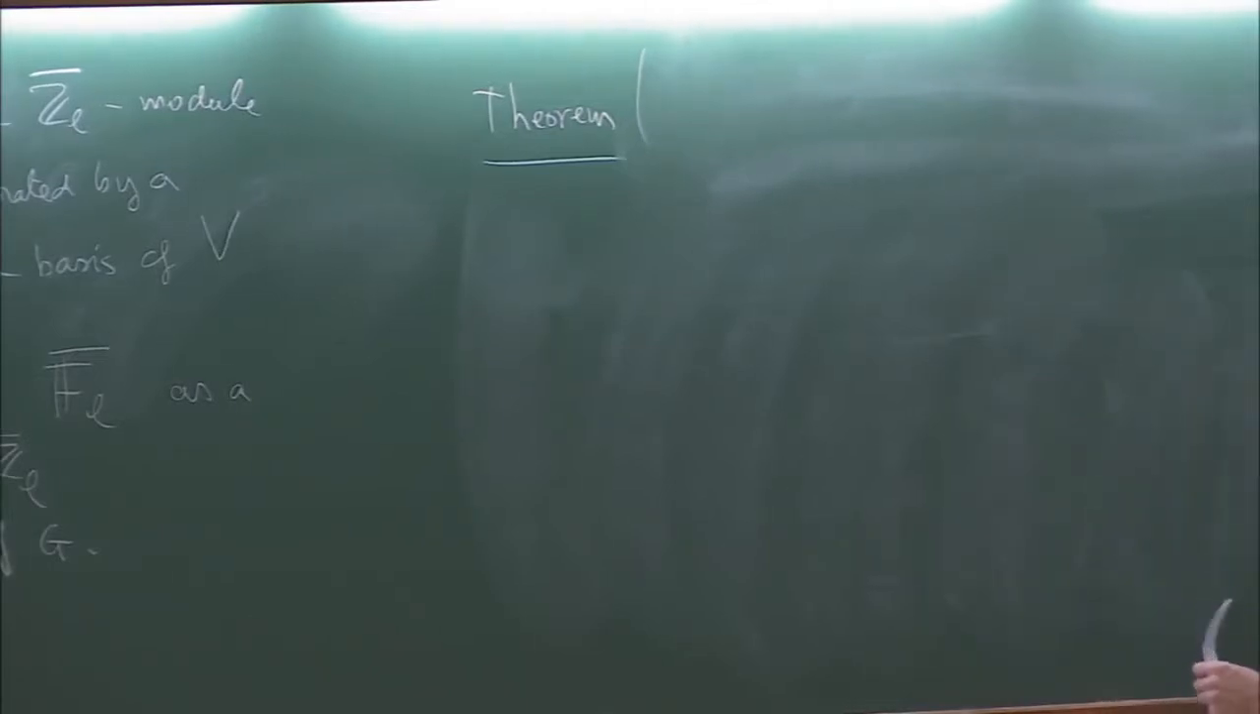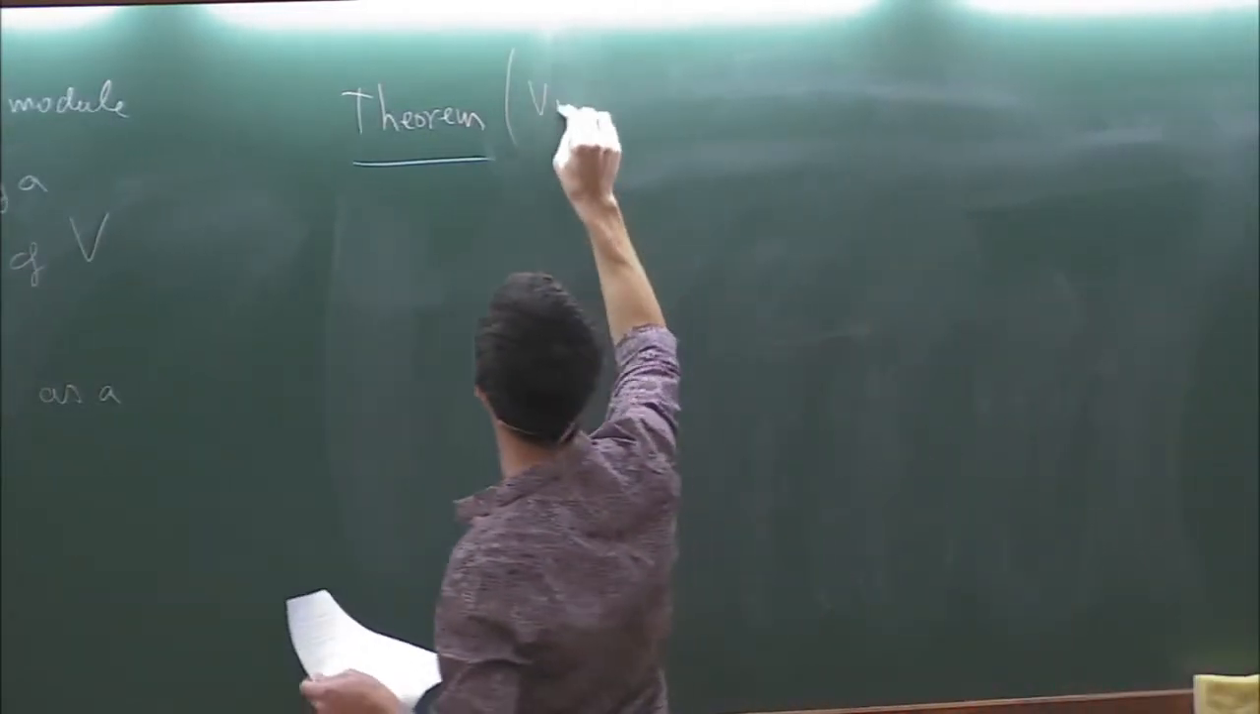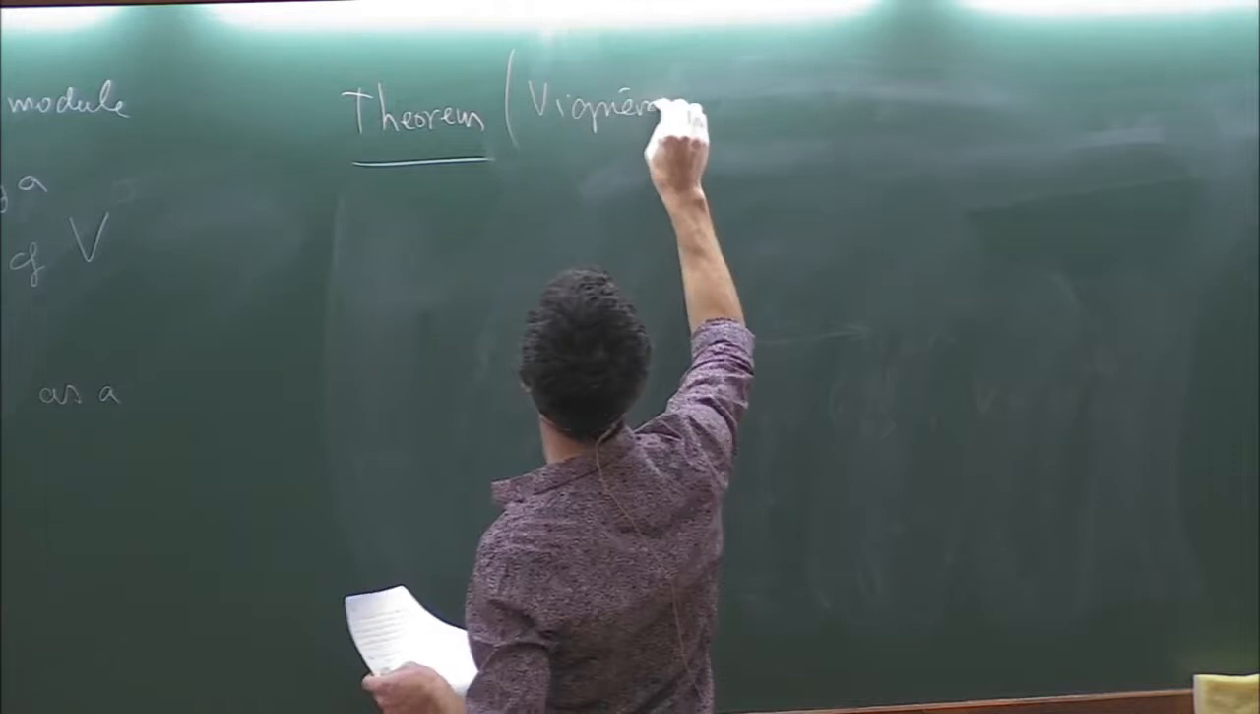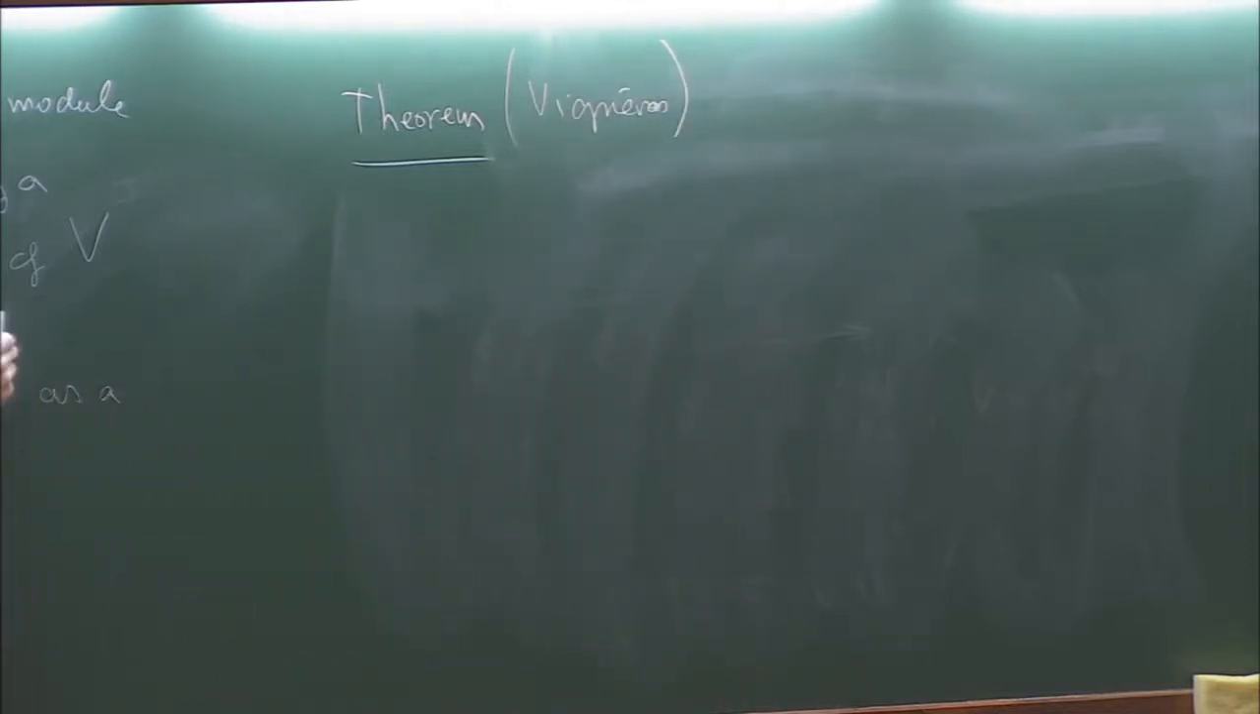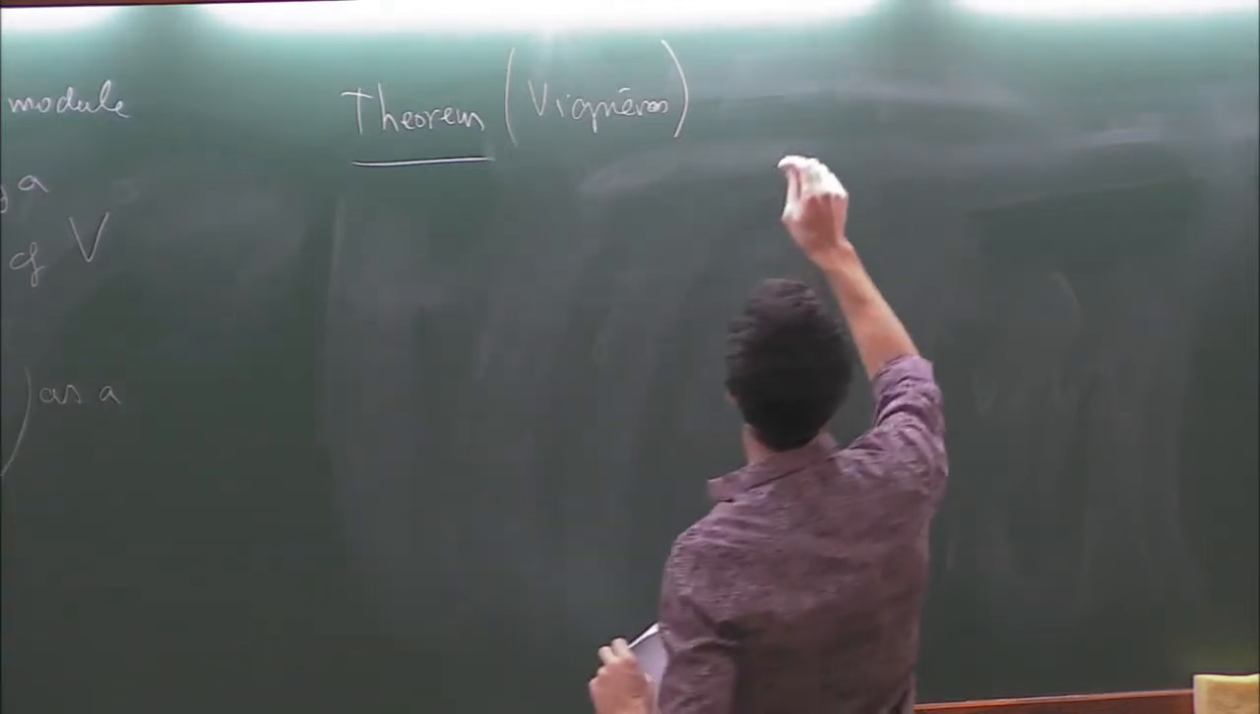So Vignéras has proved the following. Such a representation depends on the choice of the lattice. By definition, a representation is integral if it has some lattice, but it can have many lattices. If you make a choice of such a lattice, this representation will depend, in general, on the lattice. But there is the following result.